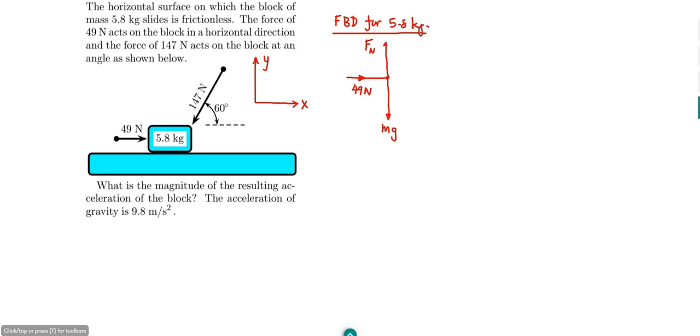And then there's this 147 Newton force at an angle with the x direction. So like that. That's the direction for the 147 newton force, and that makes an angle of 60 degrees with the positive x-axis. Now remember that the size of the vectors and their angles are not to scale. Okay, so just keep that in mind. So this completes the free body diagram for the 5.8 kilogram mass.